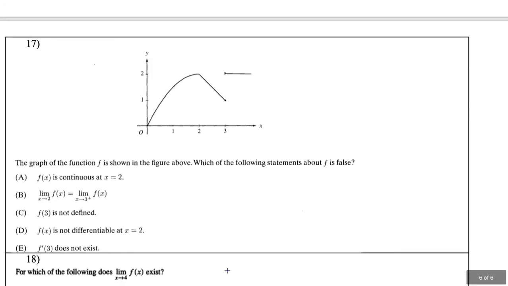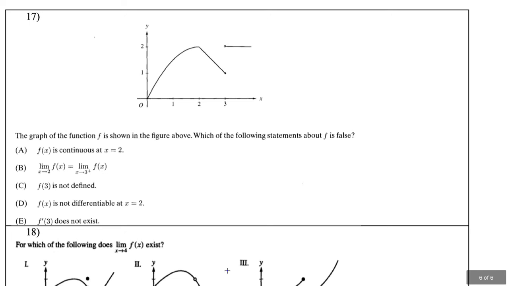We got this. The graph of the function f is shown in the figure above. This is an exact copy-paste from the last test, I think. So we have an open dot here. You can't see it, and a closed dot here. Which of the following could be false, or which one is false? A, f of x is continuous at 2. It is continuous. It's just not differentiable. We have a sharp corner. It is continuous, though, so this one is true.